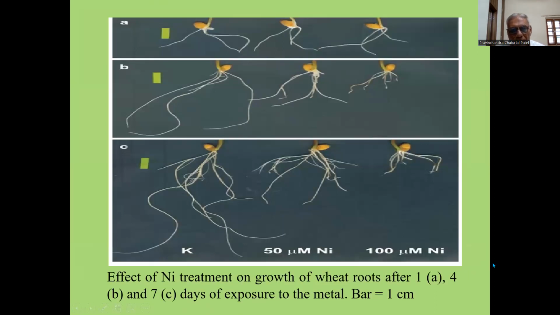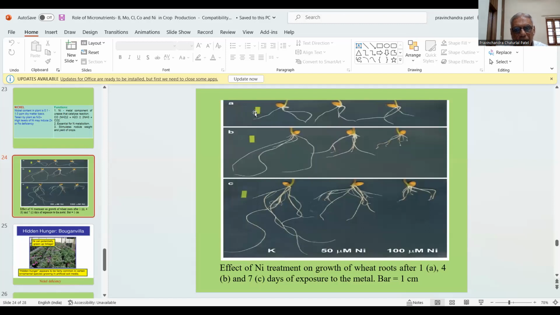So, effect of nickel treatment on growth of wheat roots after 1 day, after 4 days, and after 7 days of exposure to the metal. You can see here the growth of the wheat roots after 1, 4, and 7 days: A is 1 day, B is 4 days, and C is 7 days of exposure to the metal. You can see here the better growth.